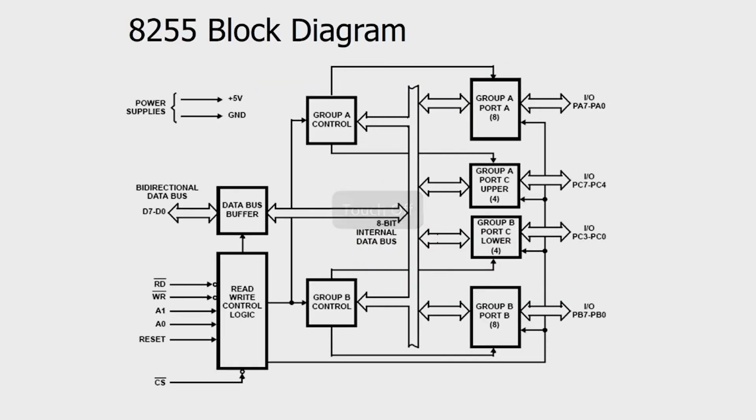So, if you take the block diagram of this 8255, as I have told, there are 3 ports: port A, port B and port C. But port C is again divided into 2 sub ports, called port C upper and port C lower. Port C upper is PC7 to PC4, port C lower is PC3 to PC0. Okay. So, these two are called group A, and these two are called group B.